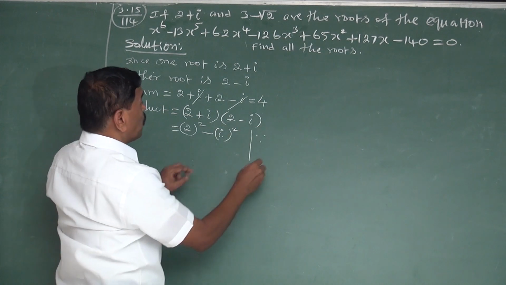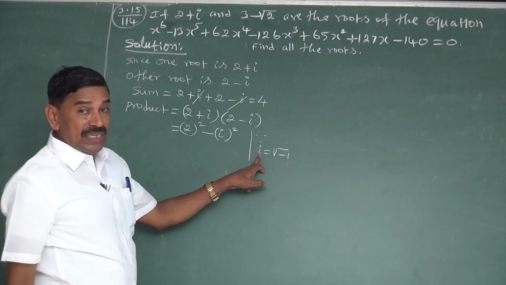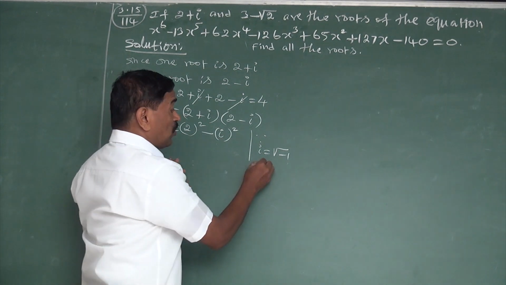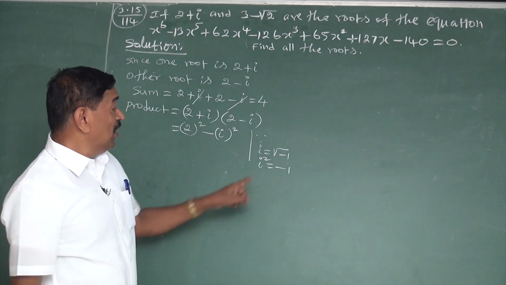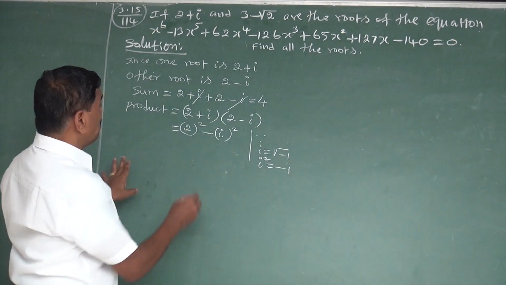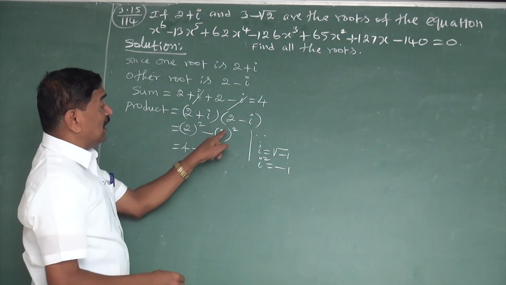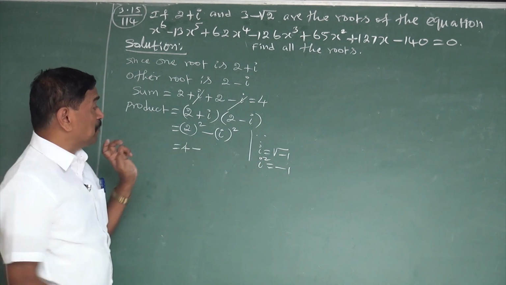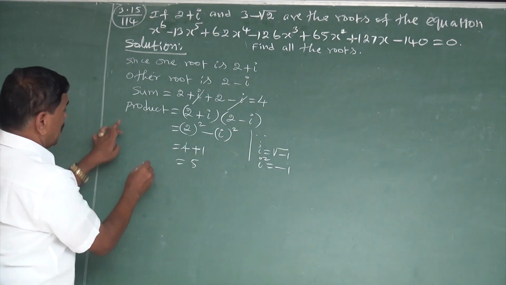Now listen, we know that i is equal to square root of minus 1, where i is an imaginary unit. Now can you tell me what is i square? i square is equal to, very good, minus 1. That is the technique. Now simplification: 2 square is 4, minus i square, where i square is minus 1. Minus into minus becomes plus, that is plus 1. So 4 plus 1 is equal to 5. That is the product of the roots.